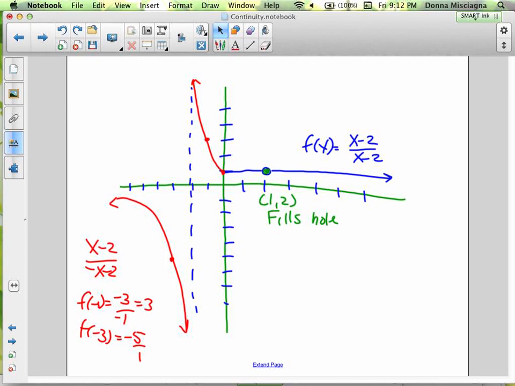So we switch to f of x equals x minus 2 divided by x minus 2. That is just a horizontal line, y equals 1 with a hole in it, and 1, 2 fills the hole. So that's what that one looks like.